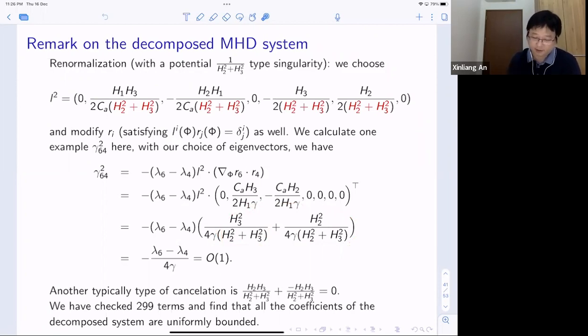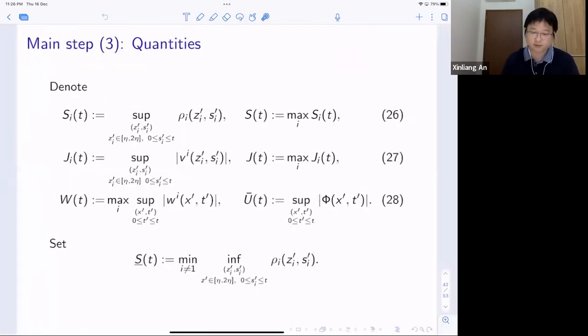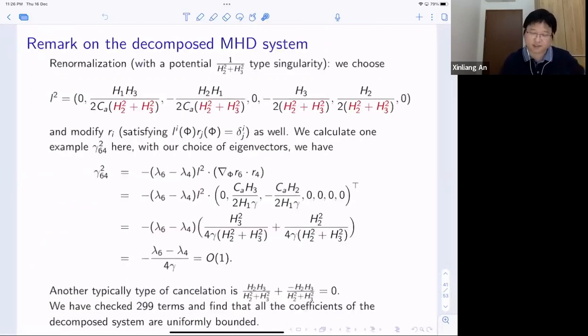Another typical type of calculation is that once you have such a term, you can always find a negative term to cancel it. By doing this, we checked almost 300 terms to make sure that all the coefficients we didn't write down will be of order one. So this is an additional difficulty coming from the MHD part. Okay, this will be the suitable way of doing the wave decomposition.